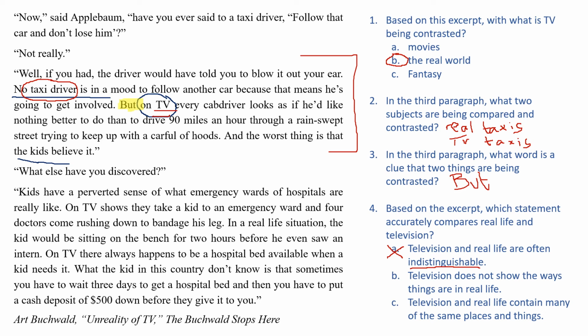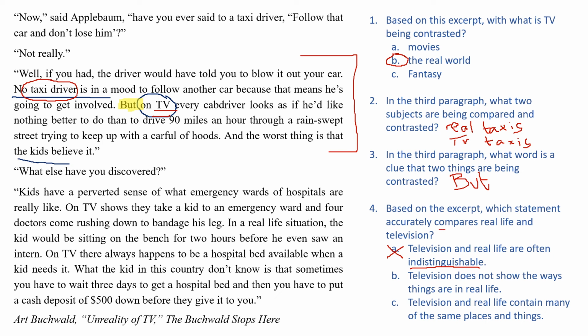So this is the difference. On TV, there are always hospital beds available. In real life, you might have to wait several days, especially in America. Not in England. In England, there would be hospital beds available, although you might have to travel some distance. But in America, remember, this is where there is no free healthcare, and so you have to pay. So this is showing how things are different between real life and on TV.